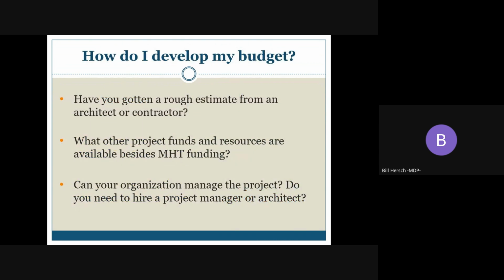To help develop your budget, we recommend getting one or more rough estimates for the grant project scope of work. One estimate is sufficient for the application, and they're typically free. From there, you'll be able to identify project priorities and if there are other funding resources you may need to put toward the project. Decide if your organization can manage the project or if a project manager is needed to help successfully execute the project.